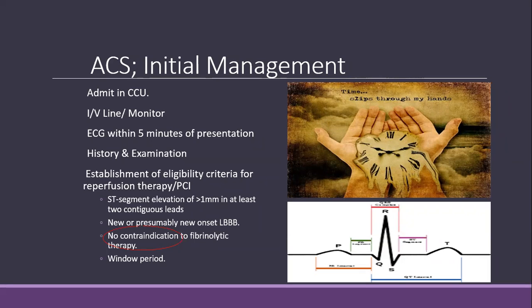Then you make the diagnosis, and then you start treatment until the labs are available, because you should not wait for the biomarkers to be available with you. Then you start treatment. When you start treatment, when the patient arrives in the emergency department or coronary unit, you establish criteria for perfusion therapy. You establish criteria for the PCI by taking history.